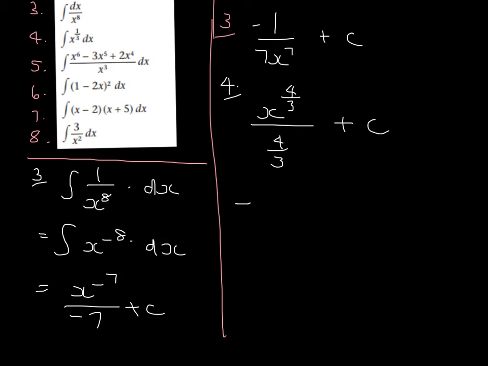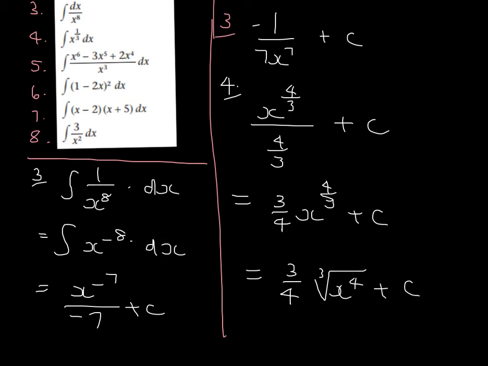Well, we can't have a fraction on a fraction. So what happens is invert and multiply. We flip this. So instead of 4/3 it becomes 3/4 x to the 4 on 3 plus c. And if we get our roots happening, that's 3/4 of the cube root of x to the 4th plus c.